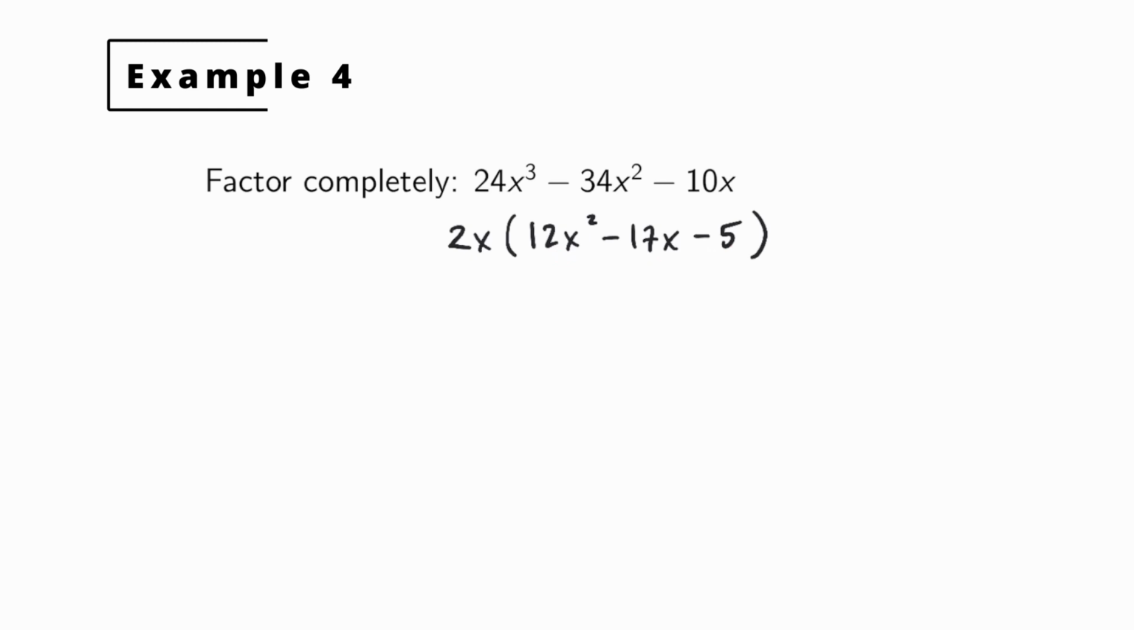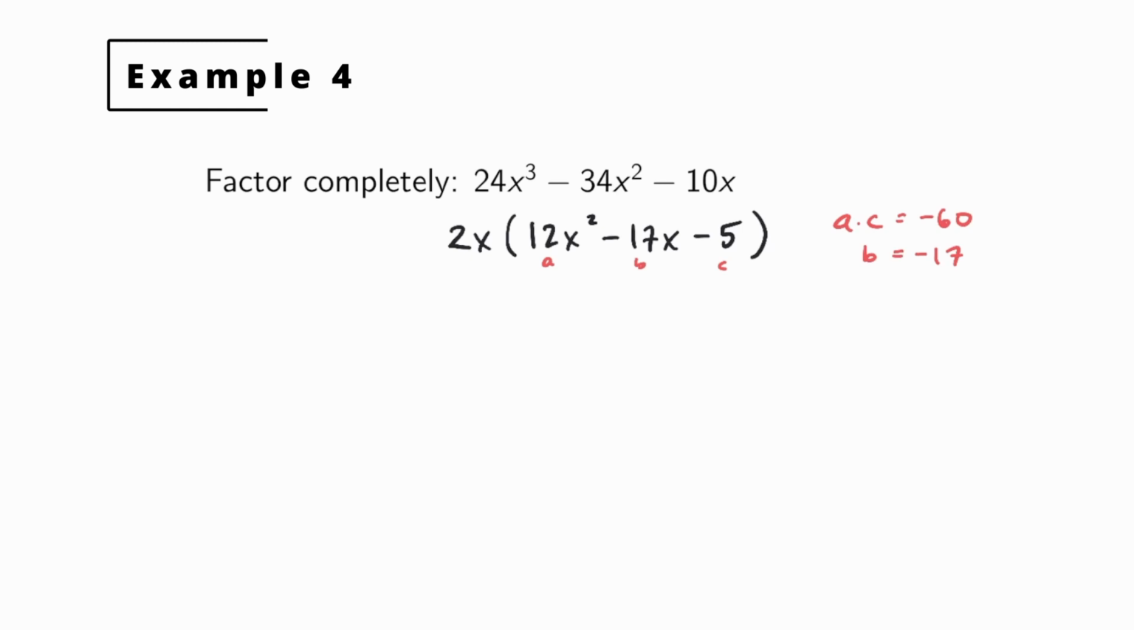So it's ax squared plus bx plus c, but our a, our coefficient of x squared, is no longer 1. So we're going to use what we call the AC method. So I'm just going to write down real quick. This is a, b, and c. So a times c is 12 times negative 5 is negative 60, and b is negative 17. So we are looking for 2 numbers that multiply to negative 60 and add to negative 17. And the 2 numbers that will work are negative 20 and positive 3.